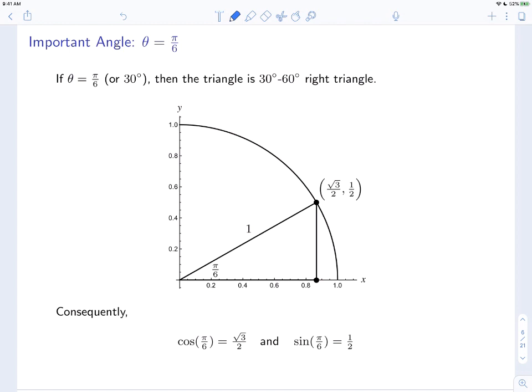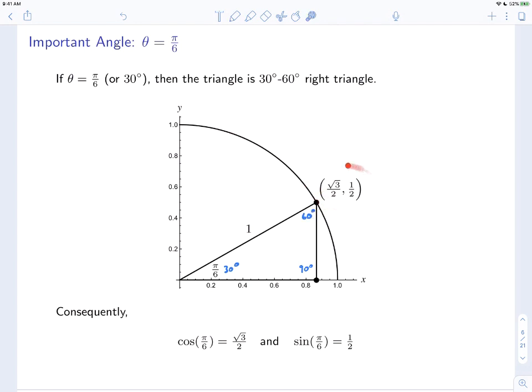Our next important angle is pi over 6. Pi over 6 is 30 degrees, so this is a 30-degree angle. We know that this is a right triangle, so again this is 90 degrees, and that means that this remaining angle is 60 degrees. So we have a 30-60 degree right triangle. This information will allow us to determine what the coordinates are of this point.